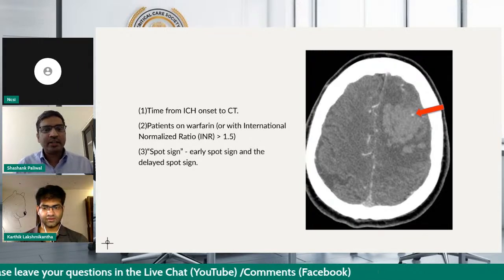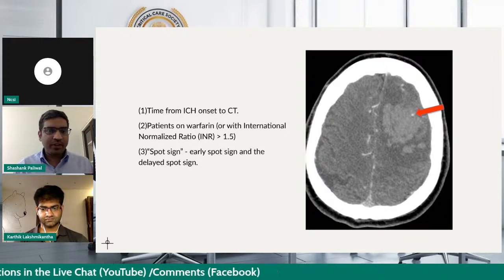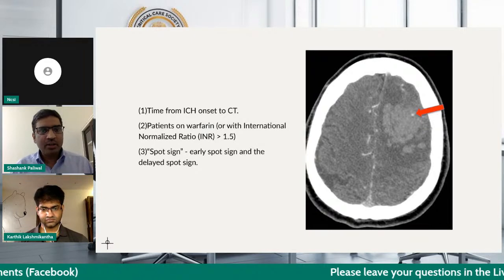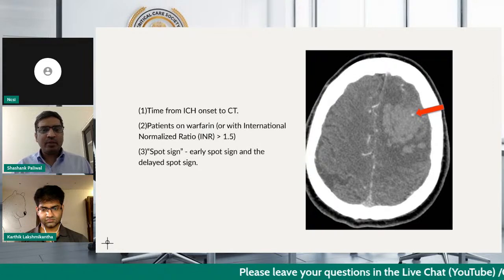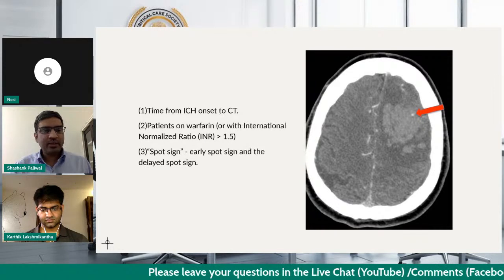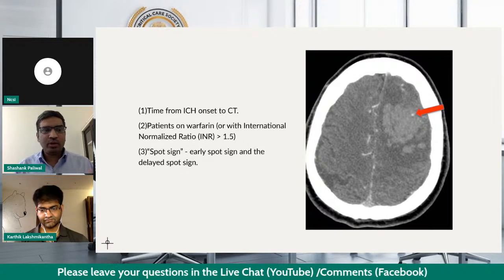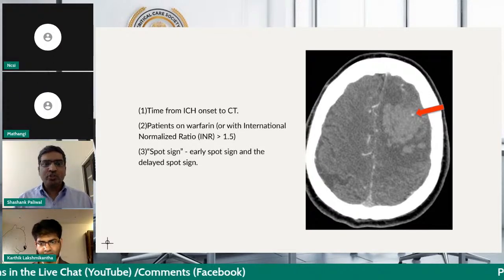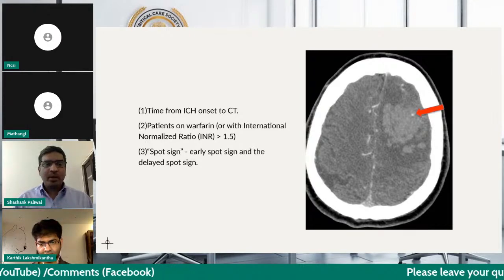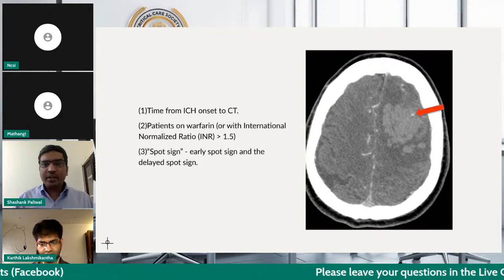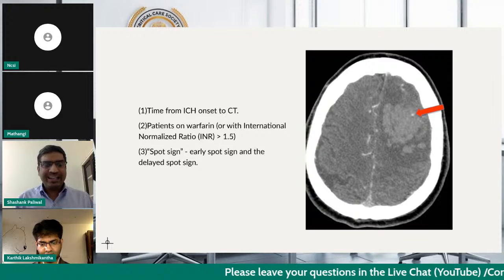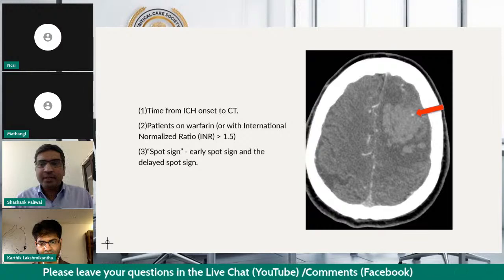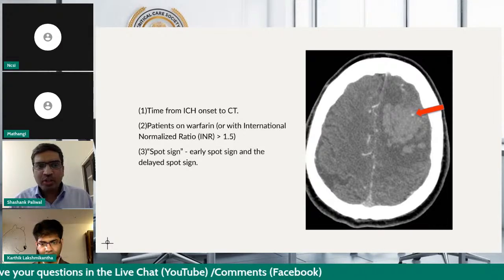And the second, as I said, is if the patient is on warfarin. If the INR is greater, naturally the hematoma will grow. And the third one is the spot sign. What is spot sign? Two slides back I told you about radiological imaging, that is CT angiography. So in CT angiography, if the contrast leaks from the vessels and goes into the hematoma, there will be this hyperdense spot sign.